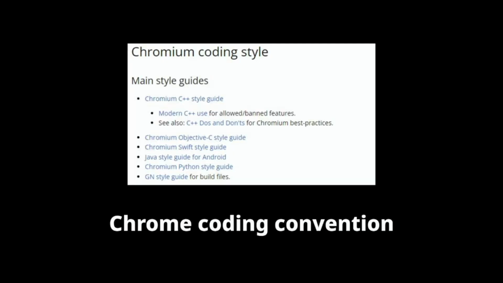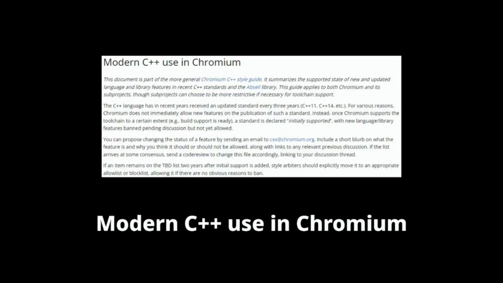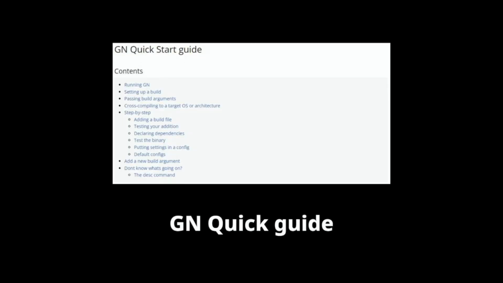When you write code, don't forget to check the coding convention. This document contains coding conventions for all languages used in Chromium. In case you're working with C++, you should read Modern C++ Use in Chromium. There are many banned features from the standard and alternatives for them. If you have to add new files to the project, please check out the GN Quick Guide. GN is the build system used in Chromium, so you'll need this to add new files.